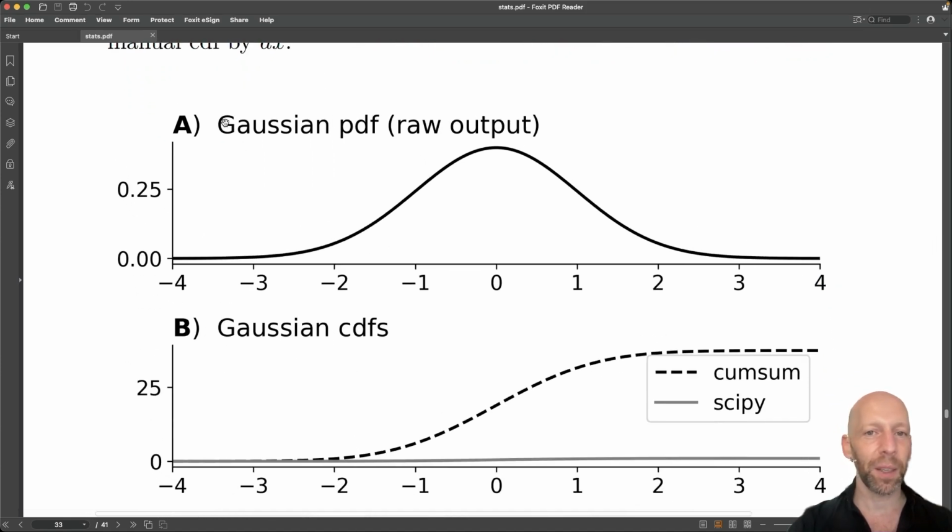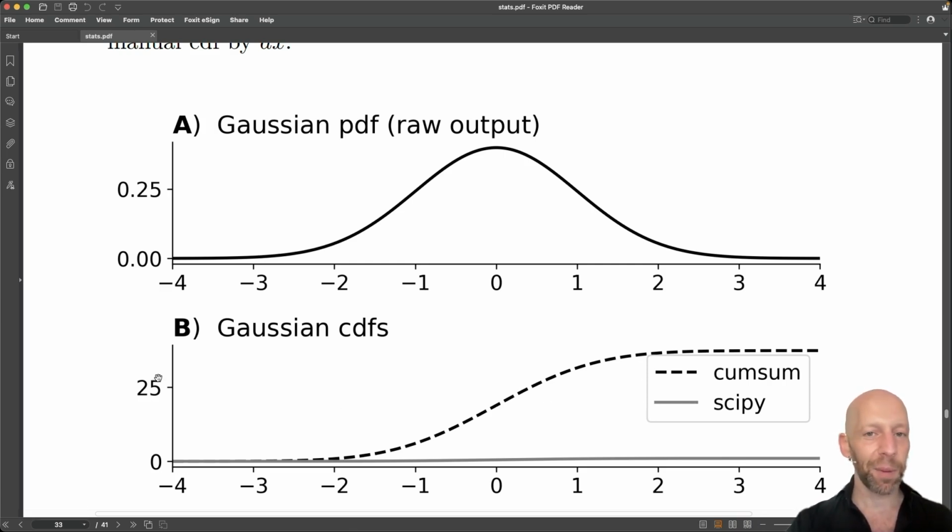Let's see. So here we are looking at the PDF for the Gaussian. You can see it goes from -4 to +4, and these are the raw output units of the function. So this is not a true probability function. It would need to be normalized, but that's not what we are doing here. Here, what you see in panel B are the 2 CDFs that you should create. So the dashed line here is the cumulative sum of this function here. Literally just, each value is the sum of all the previous values. And then we have the output of the SciPy CDF function from the normal distribution.